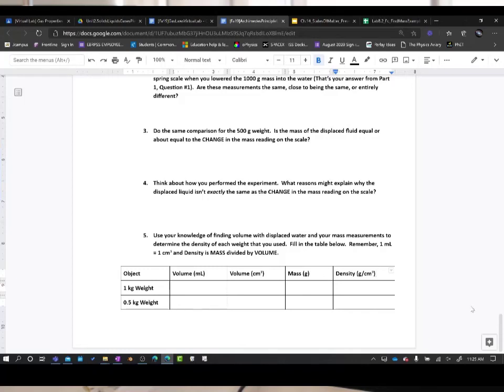That's the volume that we took when we were measuring our objects. And that is it. All we're submitting for this lab is the completed lab guide. That's all.